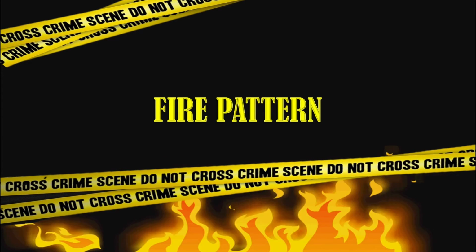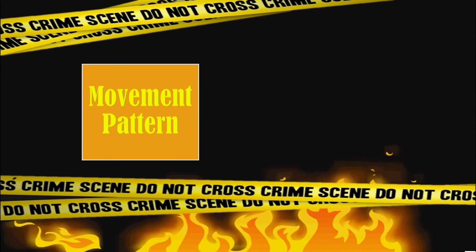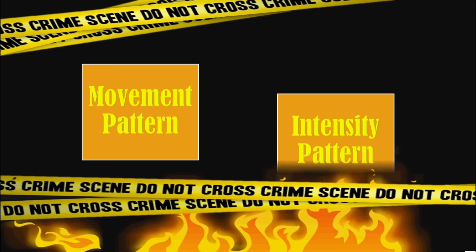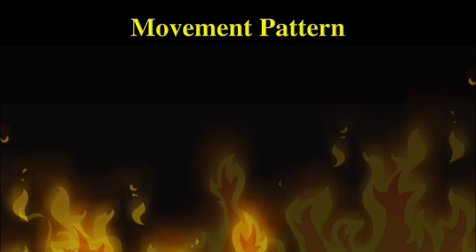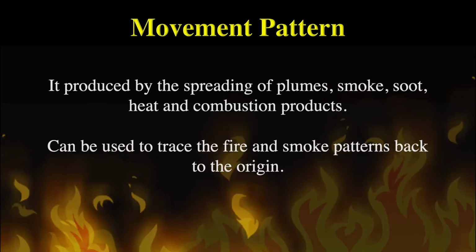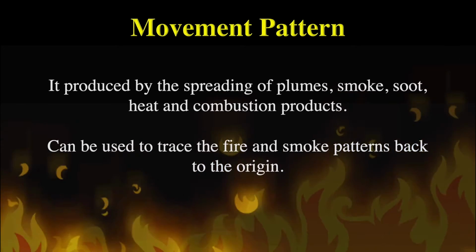Fire pattern. There's two types of fire pattern: movement pattern and also intensity pattern. Movement pattern is produced by the spreading of plumes, smoke, soot, heat and combustion products. It can be used to trace the fire and smoke pattern back to the origin. There's a lot of types under the movement pattern.